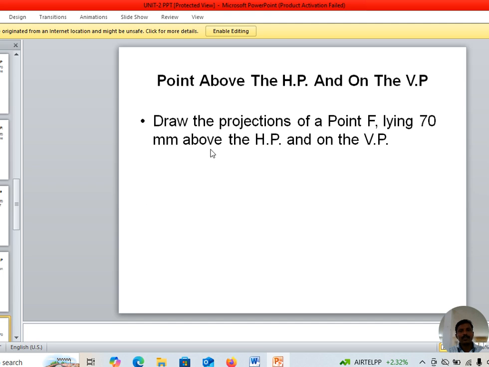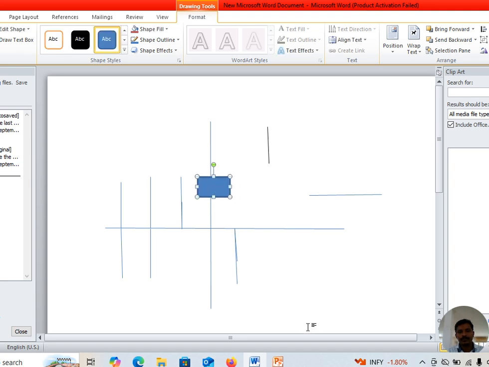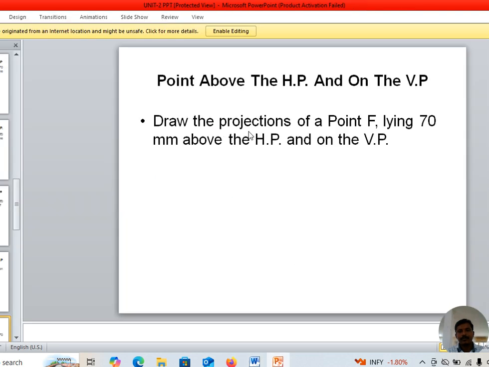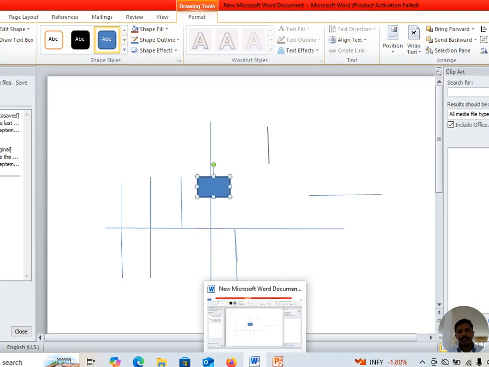And the fifth condition is the point above the HP and on the VP. Draw the projections of a point F, meaning the point is above the HP and on the VP. The object is here. For example, point F lying 70 mm above the HP and on the VP.